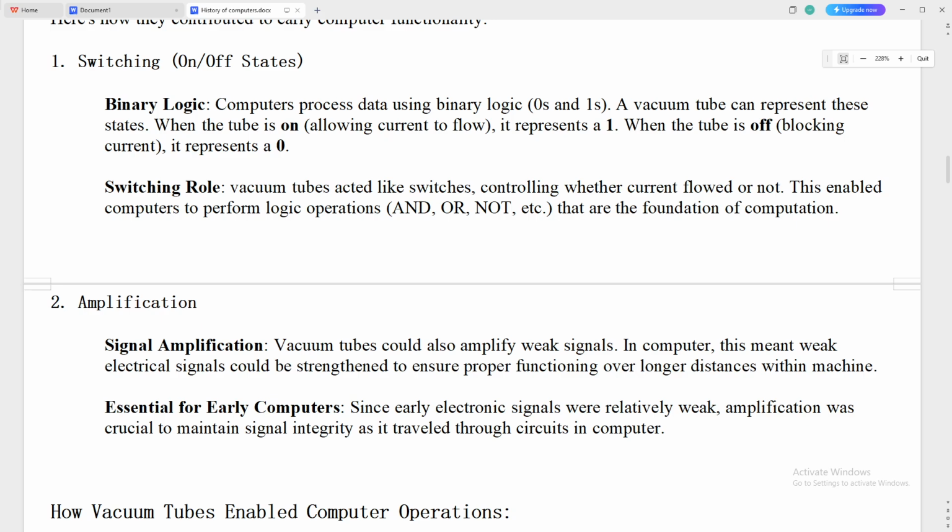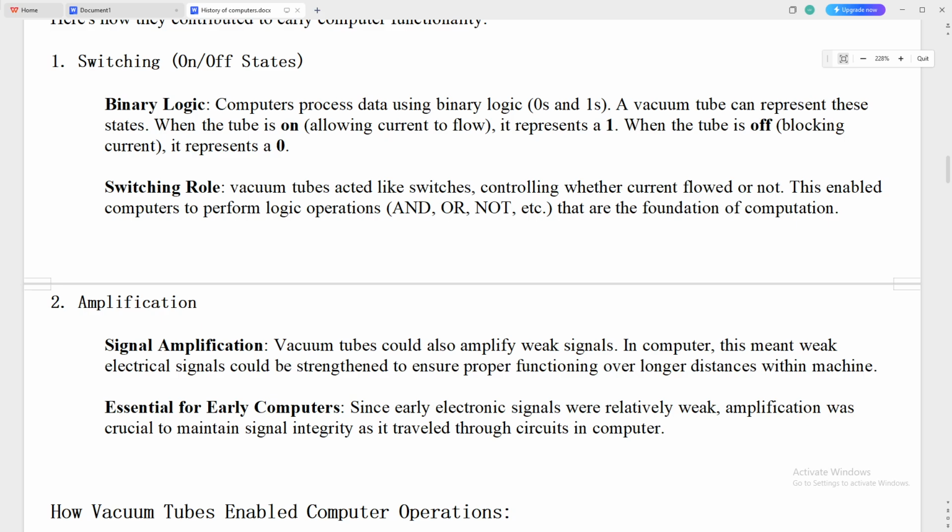Okay, amplification was crucial to maintain signal integrity as it travels through circuits in computers. So earlier, electronic signals were relatively weak. To function at that point, amplification was crucial to maintain signal integrity as it travels through circuits in computers. You get that point?